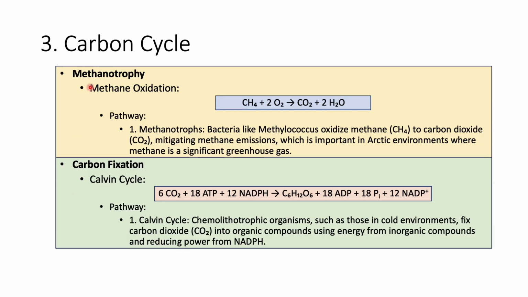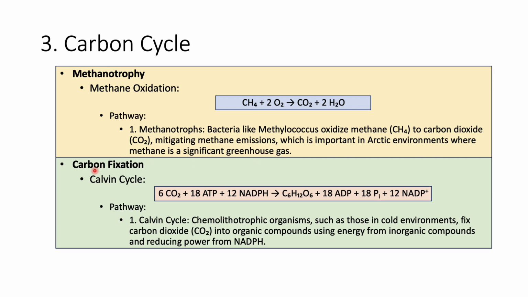The third one is the carbon cycle. So here the most important one is methanotrophy, that is methane oxidation. Methane is oxidized in the presence of oxygen to give carbon dioxide. So methanotrophs, that is bacteria like Methylococcus, oxidize methane to carbon dioxide. This mitigates the methane emissions, which is important in the Arctic environment where methane is a significant greenhouse gas.